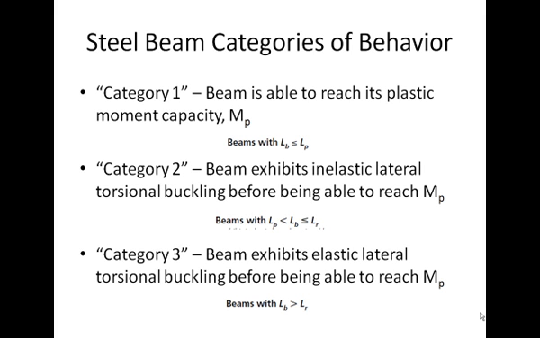Category 2 is for all beams whose failure mechanism is inelastic lateral torsional buckling. This occurs when the unbraced length of the compression flange for this beam is greater than a value called LP, but less than or equal to another value which we call LR. And category 3 is for all beams whose failure mode is from elastic lateral torsional buckling, and that occurs when the unbraced length of a beam is greater than some value we refer to as LR.